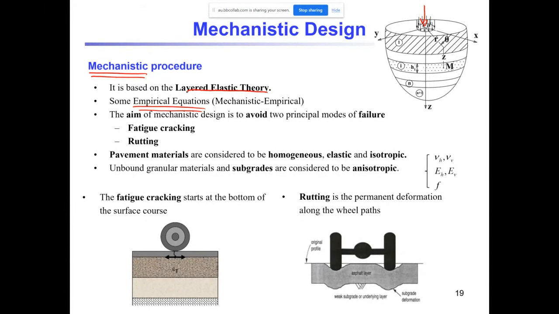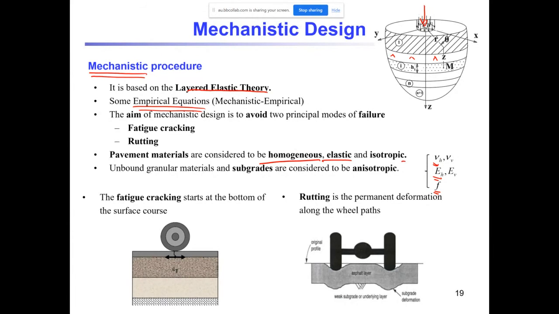For the empirical design, as I showed you, we are using the CBR value for the design. But for mechanistic design, we need to know the elastic properties, right? What is the Young modulus, Poisson ratio, and the shear stress function. So the behavior that we are considering is elastic. This is an assumption we are considering. Also, the material is homogeneous at different points. For example, for one layer, at different points, we consider the same material parameters.